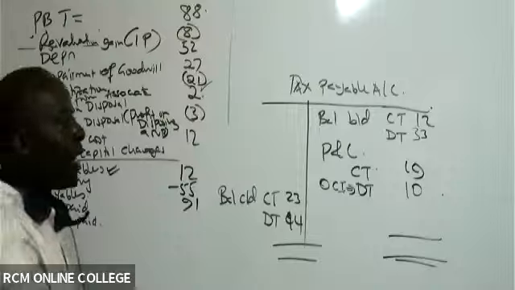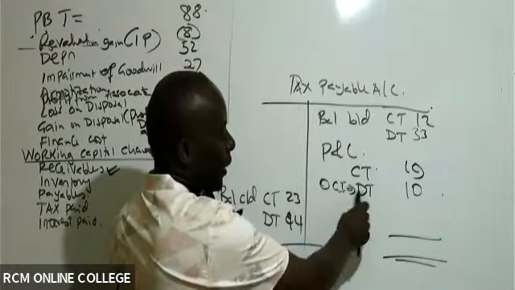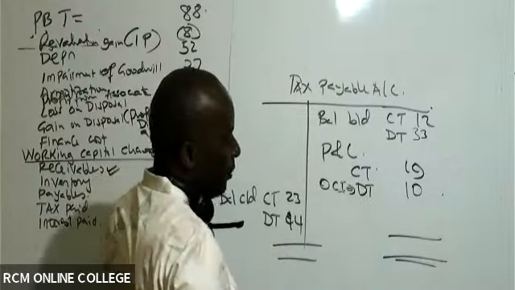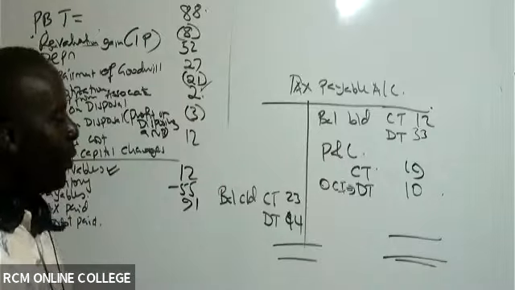So please, CT stands for current tax. OCI is other comprehensive incomes. Any tax you find there, it will be called a deferred tax. So is there somebody who is able to give me this total?